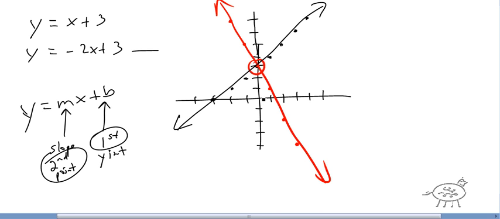So my answer to this problem is, and remember, it's x comma y, so it's going to be 0, 3. That's a solution to this. That's what you're going to put on the answer blank, 0, 3.